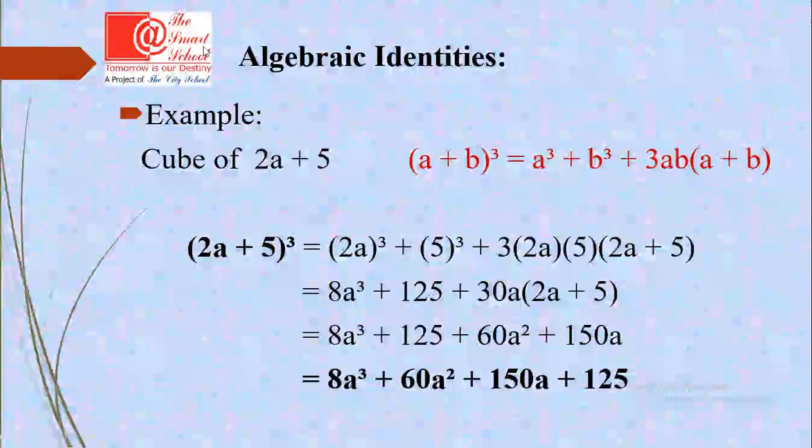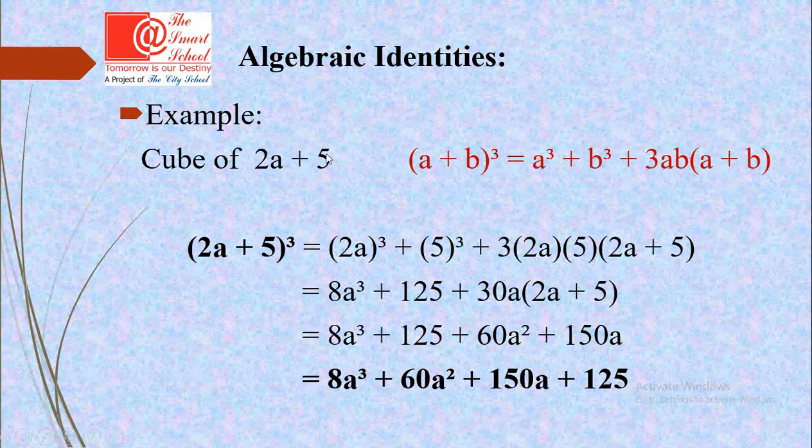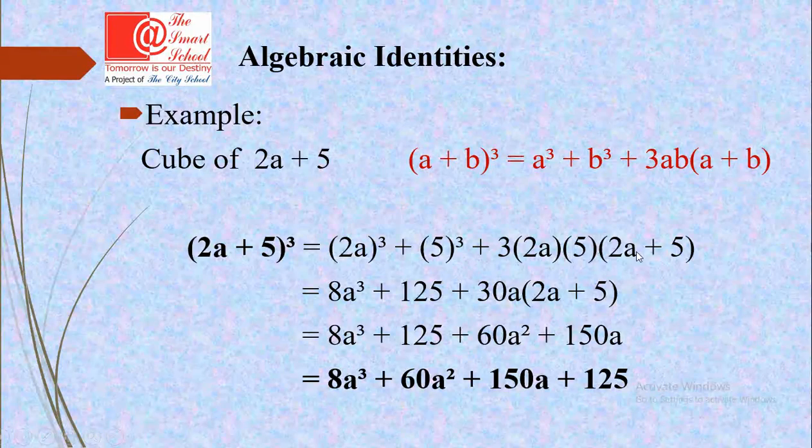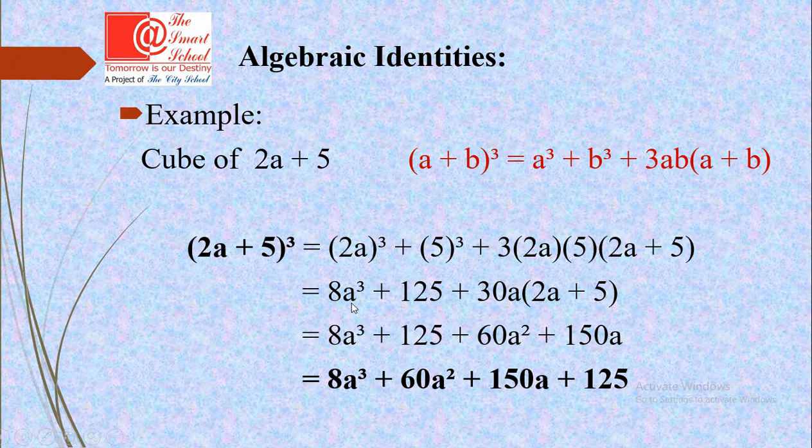Now an example is given here: cube of 2a plus 5. Obviously the plus sign is here and we have to find its cube, so we will apply this identity. We will replace a by 2a and b by 5, and write all these in this formula. A cube means 2a cube, b cube means 5 cube, 3ab means 3 multiplied by 2a multiplied by 5, then a plus b is 2a plus 5. Now we will solve this.